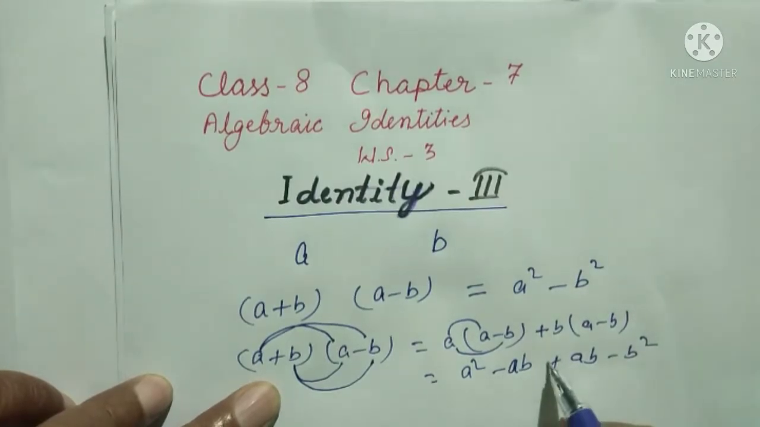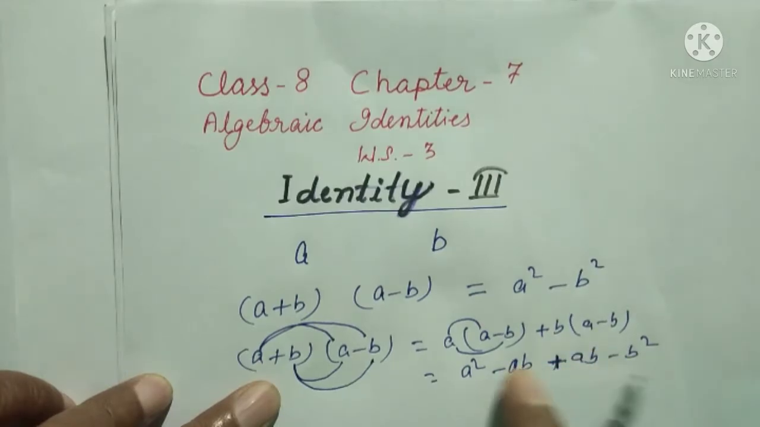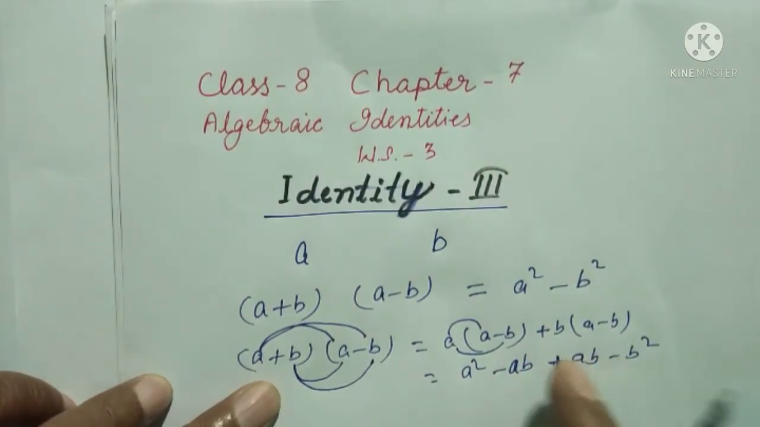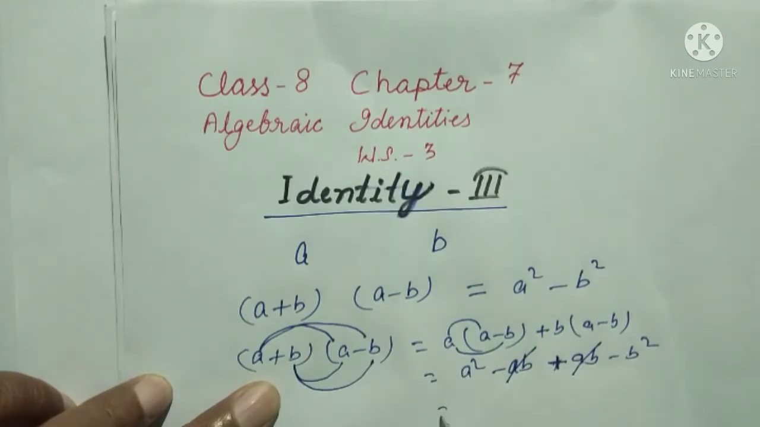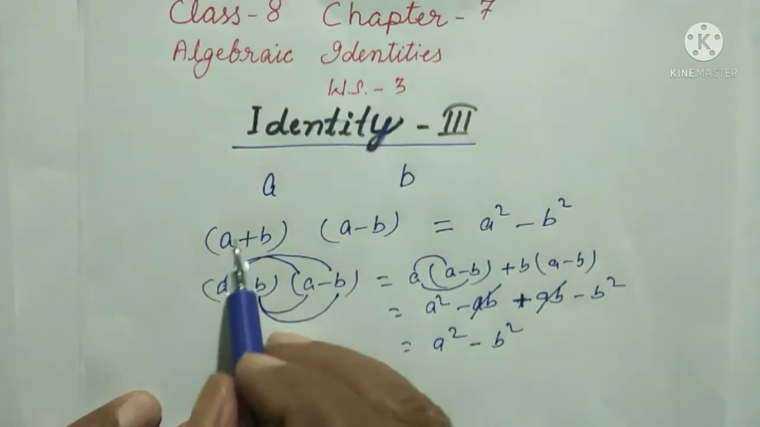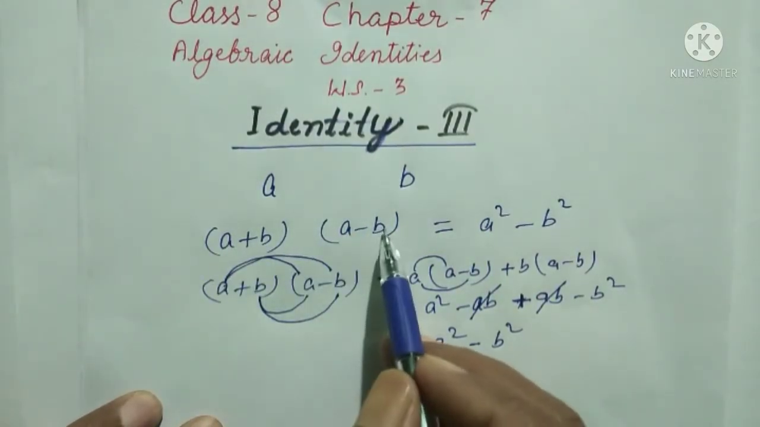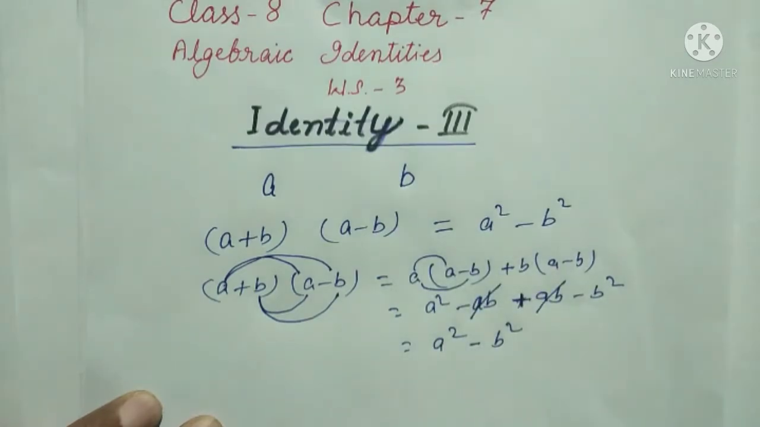Look here, the same number is added and the same number is subtracted. AB minus AB. If you subtract the same number from the same number, it will be 0. AB minus AB is 0. What did you get? A square minus B square. So this is the formula: A plus B into A minus B equals A square minus B square.